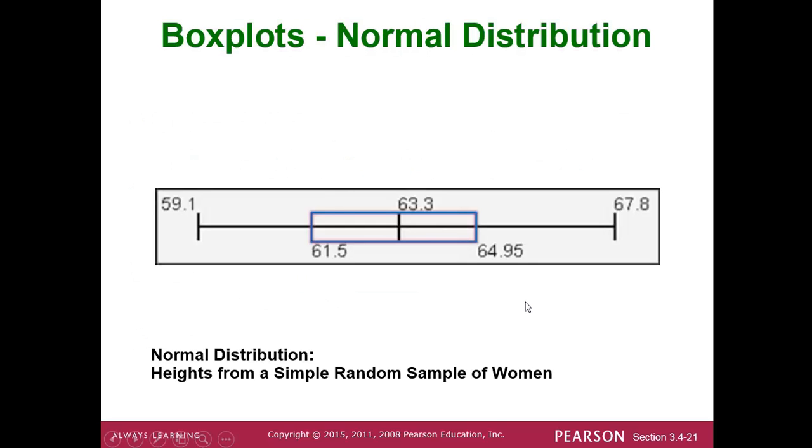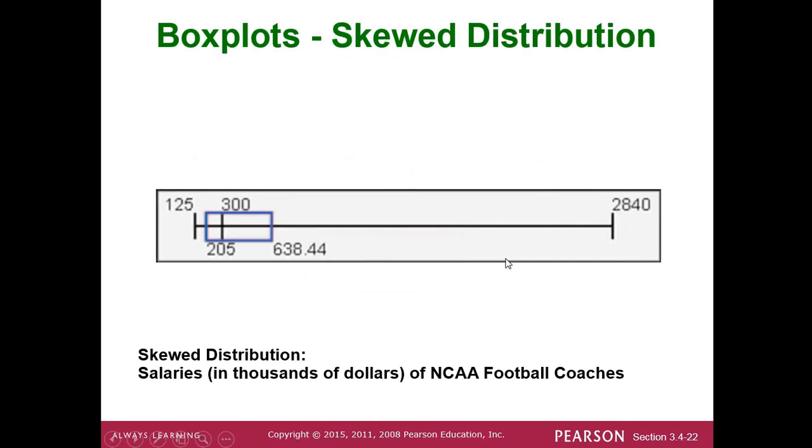Here's a normal distribution for heights of women. The heights range from 59.1 to 67.8 inches in this particular sample. Notice that the center, the box, contains the middle 50%. So 50% of our women were between 5'1.5" and 5'5". This is obviously an even more dramatically skewed distribution for salaries, in thousands of dollars, of NCAA football coaches.